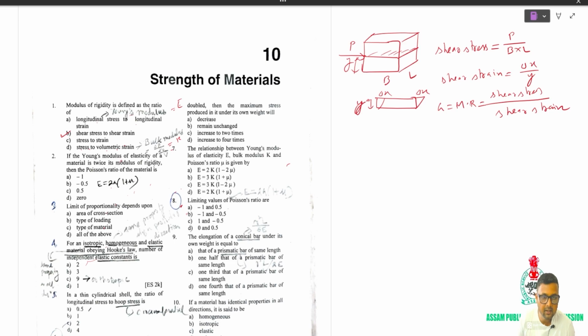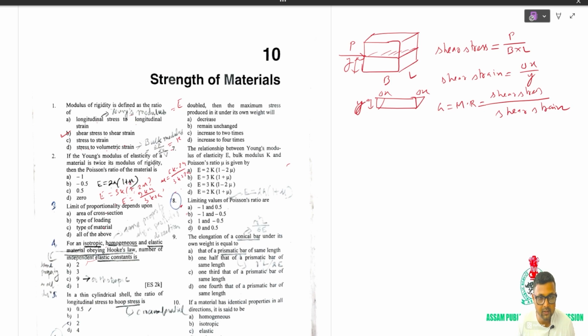Next question is, if the Young's modulus of elasticity of a material is twice its modulus of rigidity, then the Poisson's ratio of the material is. Now, there are some standard formulas you have to remember. The first one is E equal to 2G(1 plus mu), E is equal to 3K(1 minus 2 mu), E equal to 9KG by (3K plus G), then mu equal to (6K minus 2G) by (3K plus 2G), right? These are the four standard formulas you have to always remember, right?